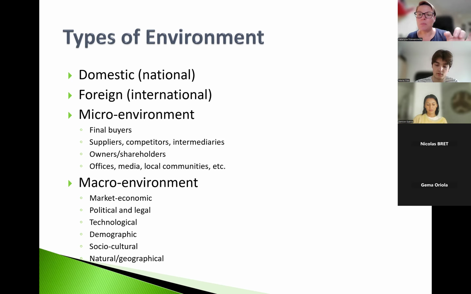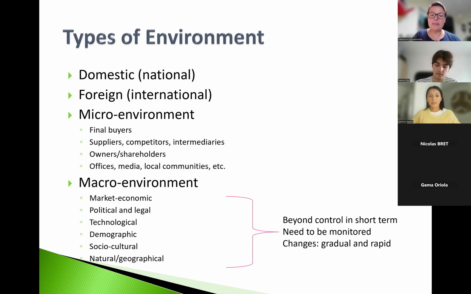Micro environment will be helpful for the operational criteria for phase 3, number 3. Macro is for phase 2. And these are the criteria that are beyond your control in the short term, and you just have to be aware. You have to monitor the trends, and you have to be as prepared as possible for potential changes.